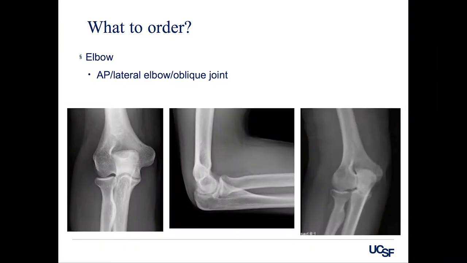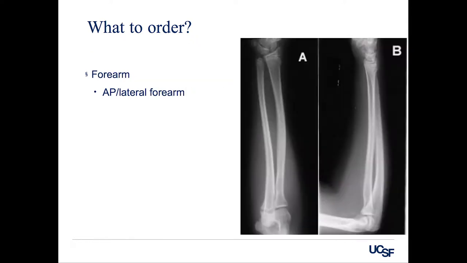In the elbow, you want to get three views typically. We have an AP view with the elbow straight, a lateral view with the elbow bent at 90 degrees, and then an oblique view. Those are the main ones we usually order, so three views for the elbow. And then for the forearm, it's relatively straightforward, an AP and a lateral view. One in the AP plane, and then one with it bent at 90 degrees in the lateral plane. And that can show you the whole forearm.